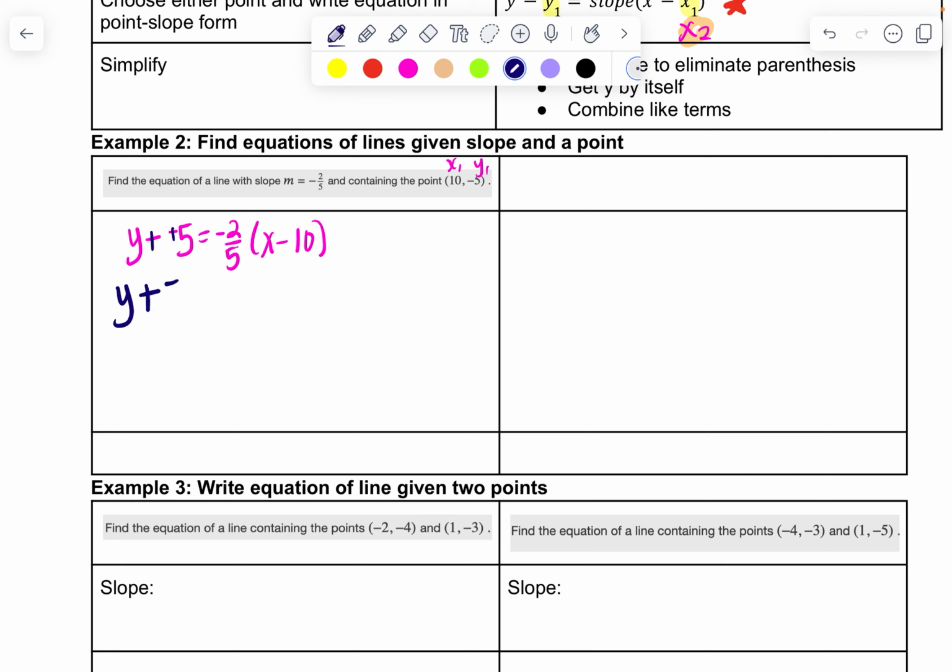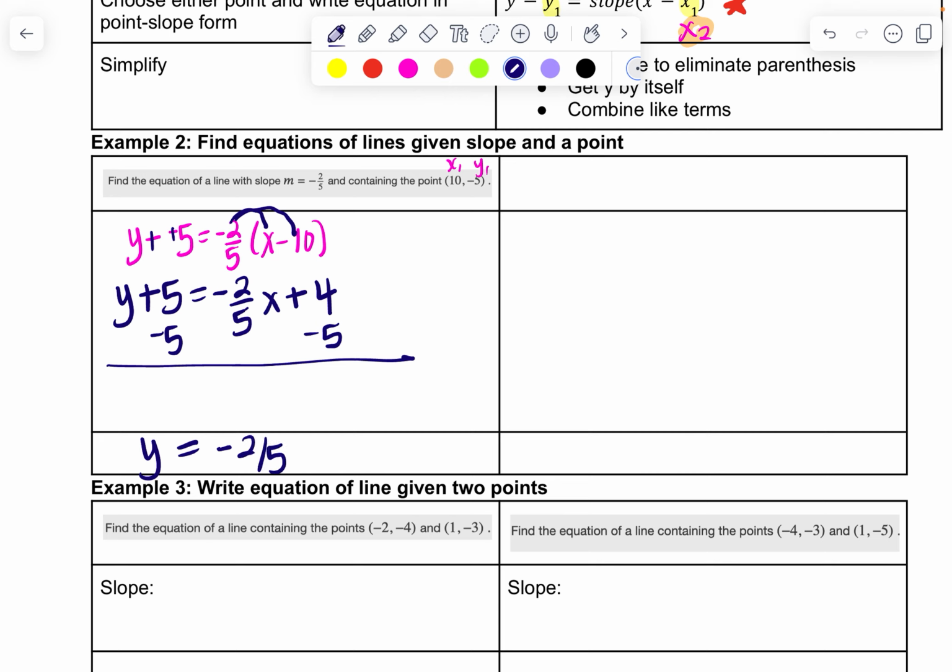So I'm going to distribute first. Y plus 5 equals -2/5 x. -2/5 times -10 ends up giving us +4. And then we need to subtract 5 from each side to get y by itself. So our final answer then, y equals -2/5 x, take away 1.